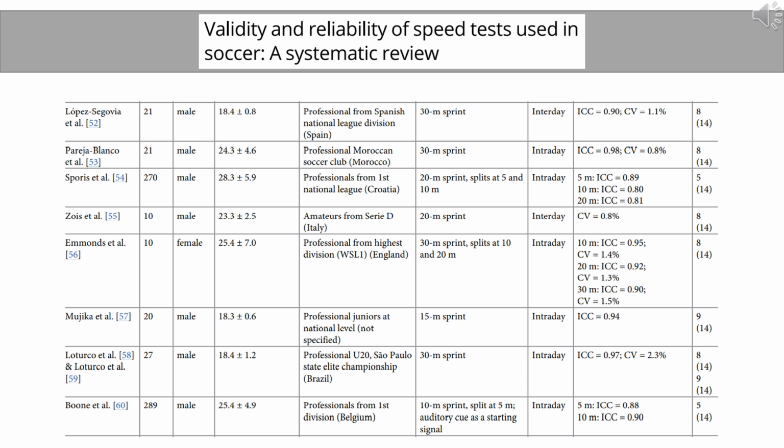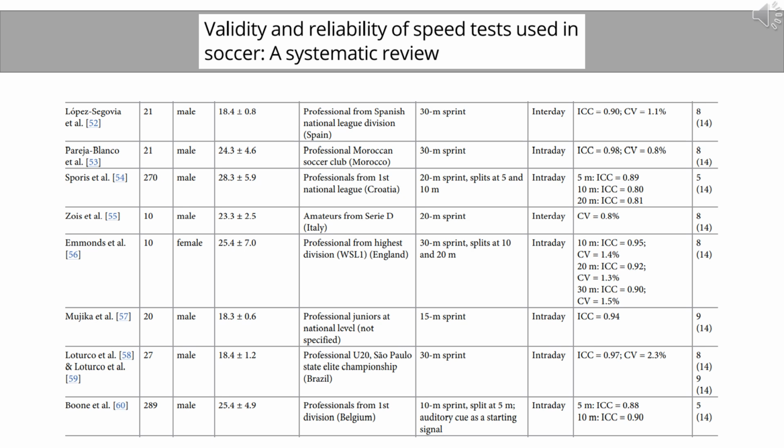And what we see here is we get characteristics of these studies, noting the N number, whether they were male or female, their mean age range, what type of level these athletes were playing at, the different sprint tests that were being considered, whether we were looking at inter, which is between session, or intra, within session reliability. And then in our final column here, we've got some reliability data as well.